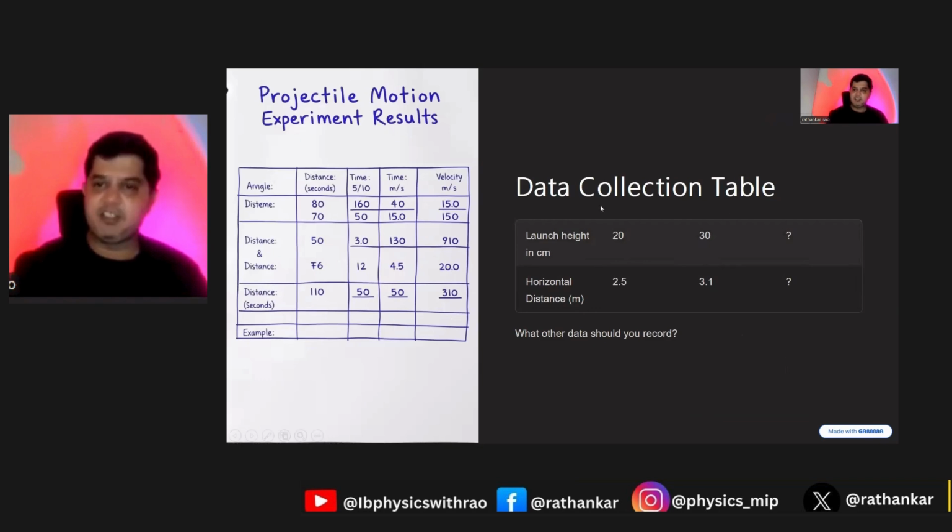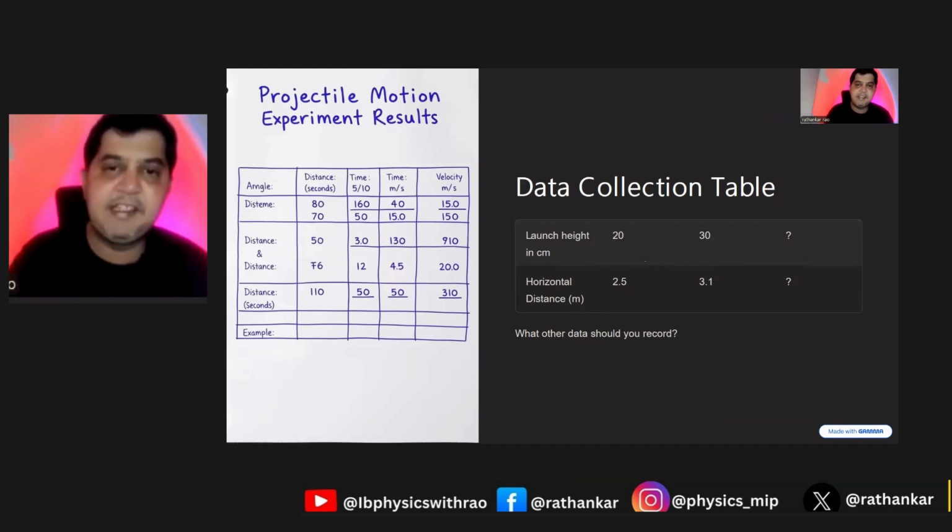We see data collection. So what is the data collection? Launch height is changed, and at the same time the horizontal distance also changes. So what happens? We have to look into it. Once you get this value, what is it that you need to write? You need to look at this table. Any infographic is nothing but something that gives you some information. Every infographic that you write, you need to mention what you understand from that infographic.